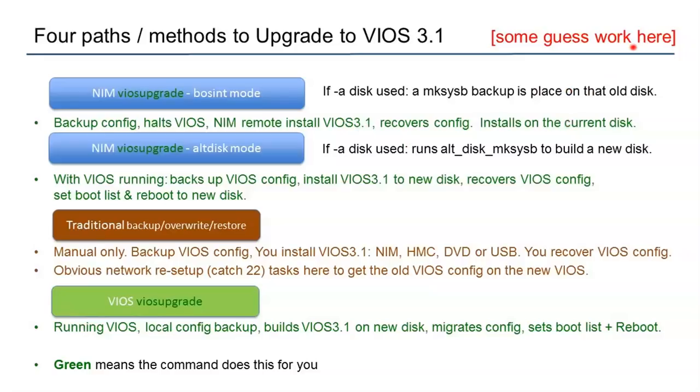In here, there's some guesswork. This is what I think is going on right now. If you're using the alternative disk in here, then it works a little bit more like this one down in here. So with the VIO server running, it builds up the new disk after taking the backup, and then recovers it, and then sets the boot list and boots you off the new disk. Okay, 4 different methods. There's one at the very end that I'll actually cover for the shared storage pool. It's slightly different and not going to be popular. Right, so there's 4 methods in here.